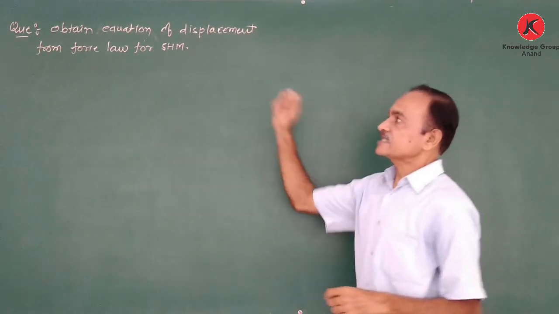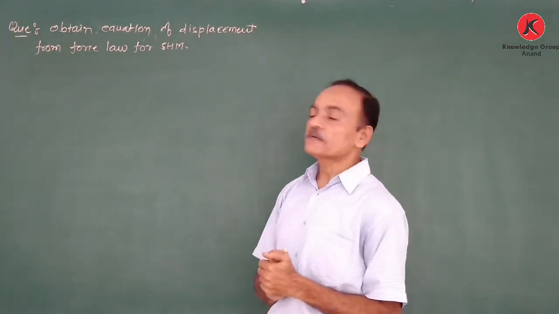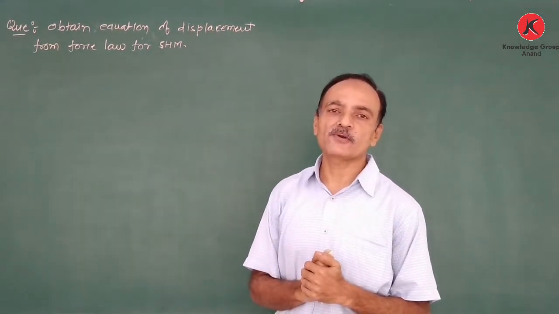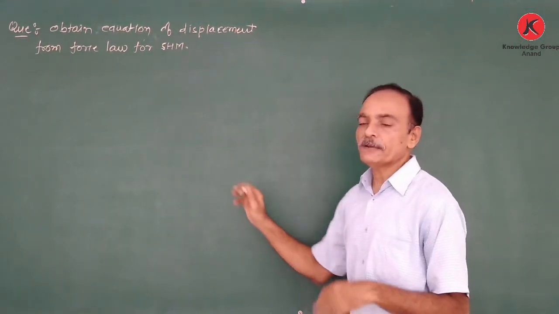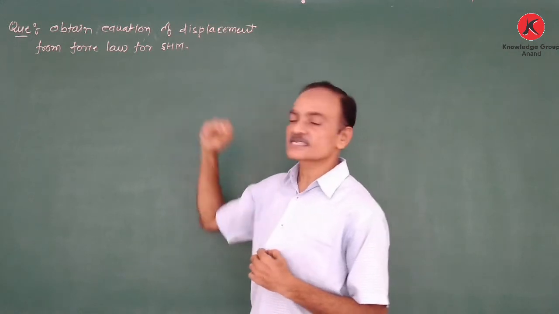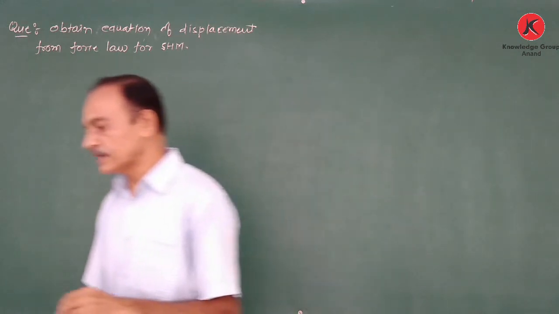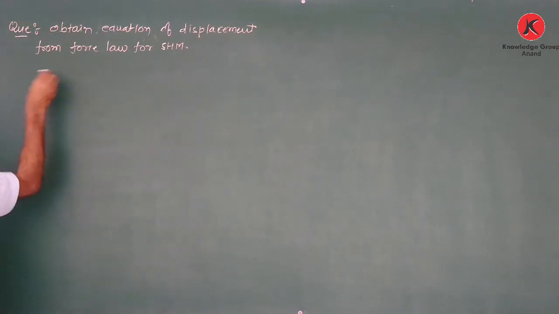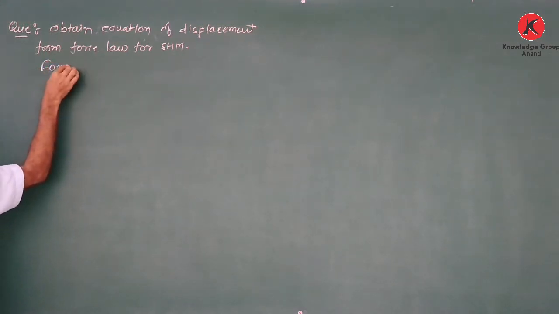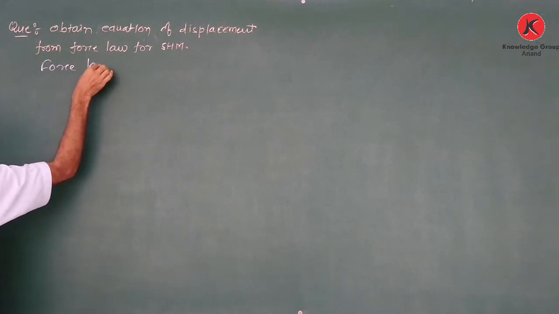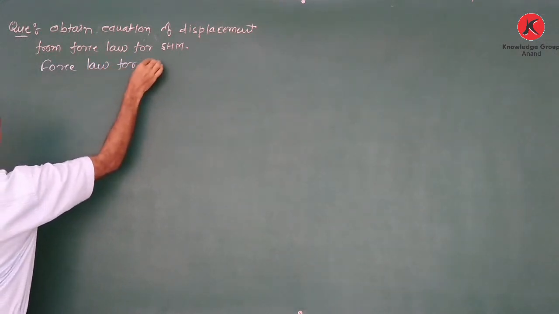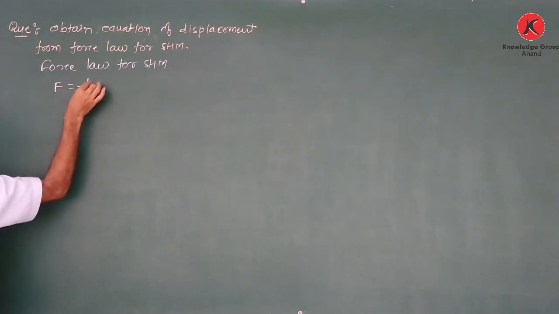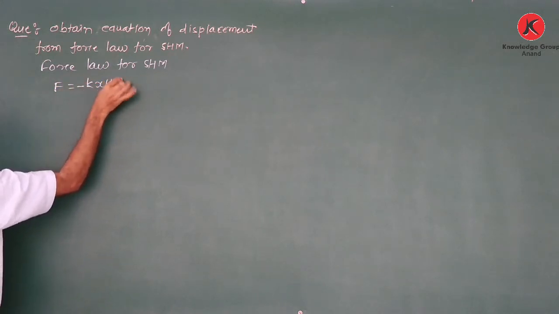Now, next question is to obtain the equation of displacement from the force law of simple harmonic motion. For that purpose, we start our discussion from the force law for simple harmonic motion. The equation is, F is equal to minus k x(t).